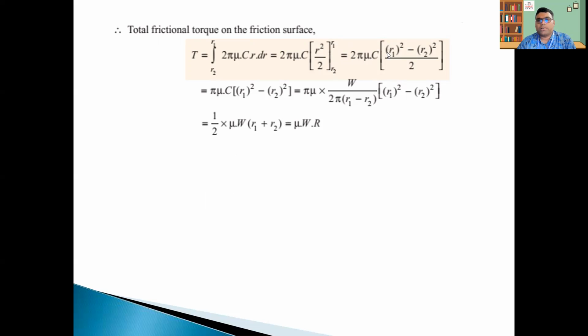So this becomes 2 pi mu C (R1 squared minus R2 squared) by 2. The 2 cancels with this 2, and we put the value of C here. After simplifying, it becomes 1 by 2 mu W (R1 plus R2). So you can write it simply as mu W R, where the mean radius R is 1 by 2 (R1 plus R2). So this is the final relation you can use while considering the uniform wear theory.